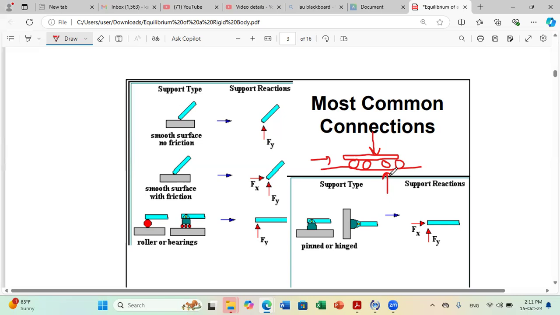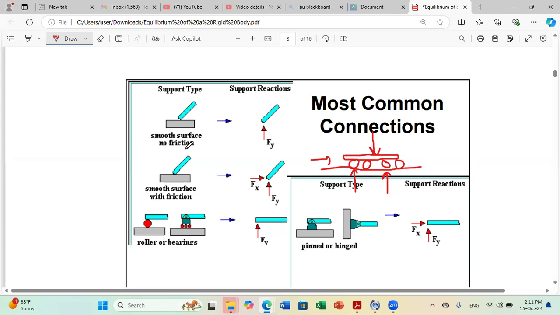Okay? So whenever you have a roller, it will develop a force perpendicular to the contact line that will prevent motion in this direction. Okay?